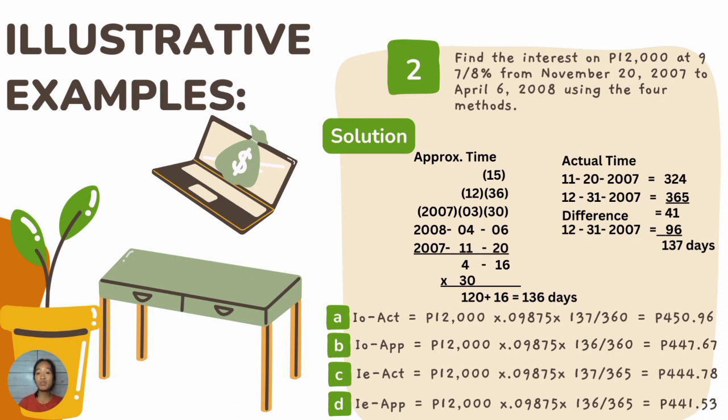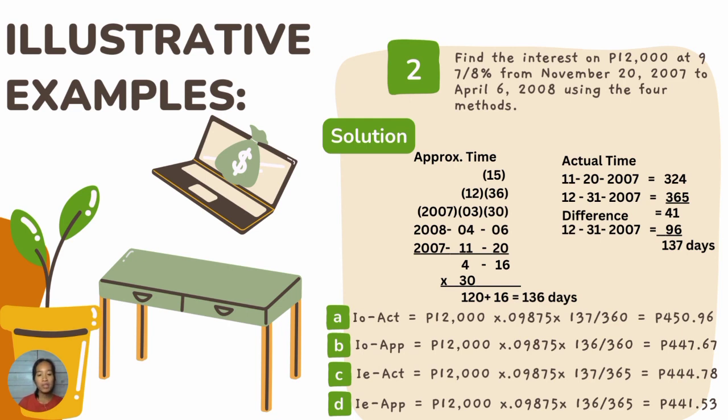Then let's proceed to ordinary interest using approximate time. We have our principal, which is 12,000 times the rate, which is 0.09875, times the time, which is 136 because it is approximate, divided by 360, it equals 447.67 pesos.